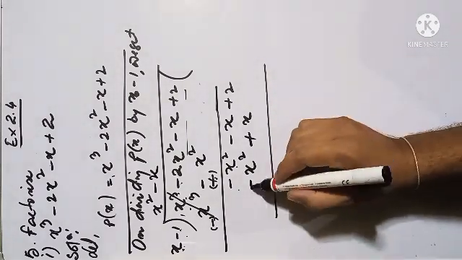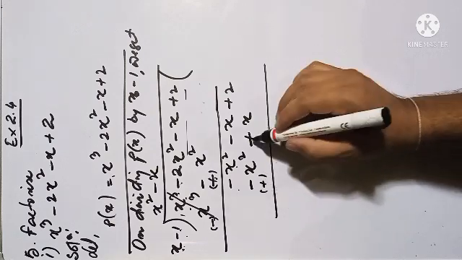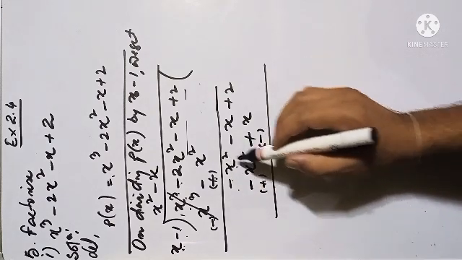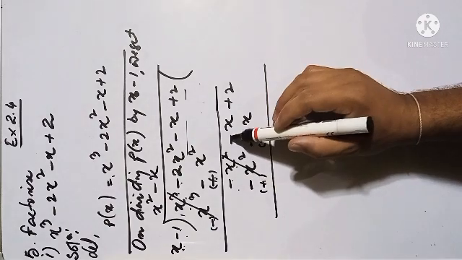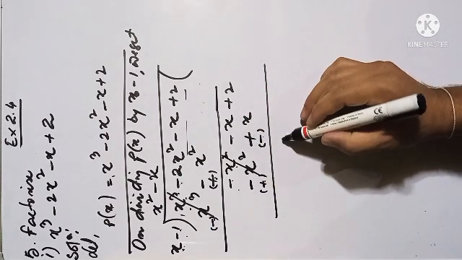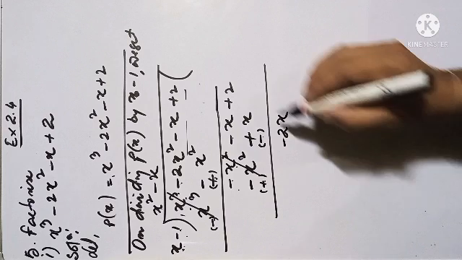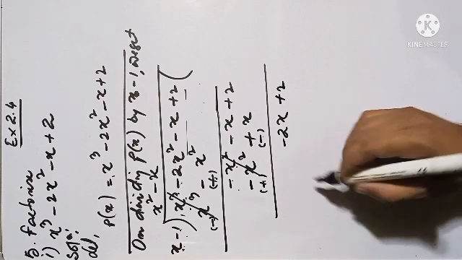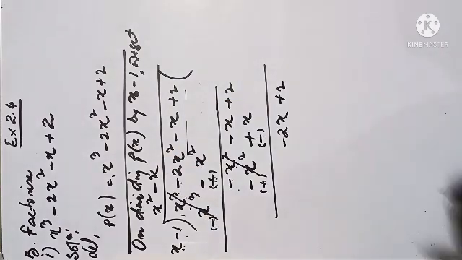Okay, so this minus becomes plus, plus becomes minus. Minus x square plus x square, you'll be getting 0 here. And then minus x, you'll be getting minus twice x. Then this is plus 2.